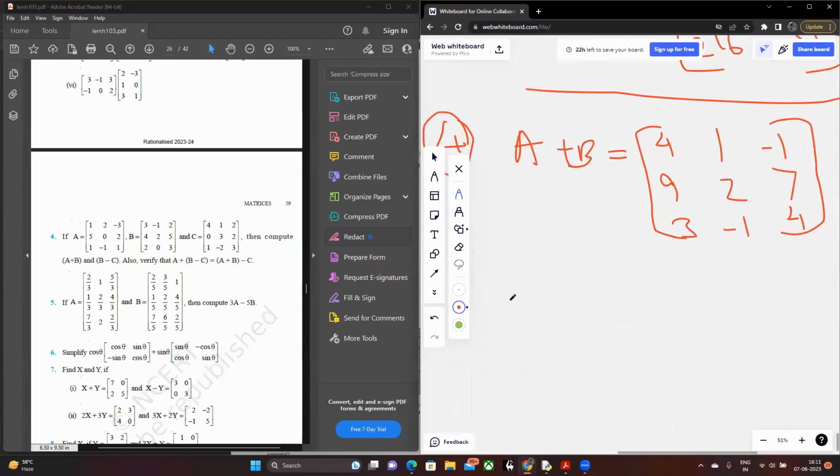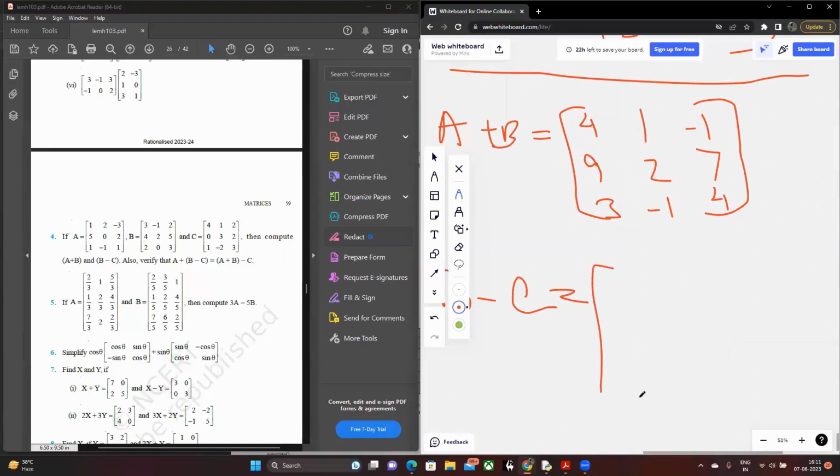All right. And then you have B minus C. Again, it's a trivial operation. And this is going to be minus 1. This is going to be minus 2. This is going to be 0. This is going to be 4. This is going to be minus 1. This is going to be 3. And this is going to be 1.